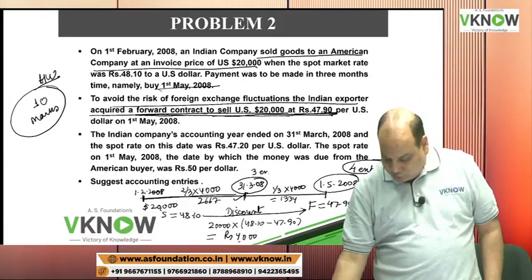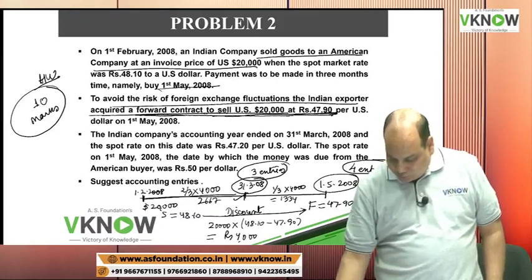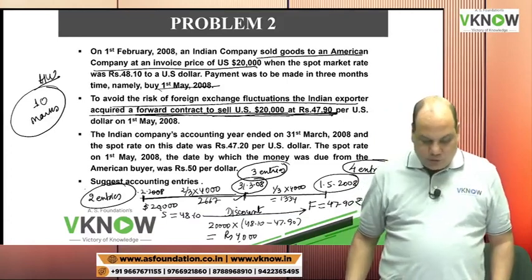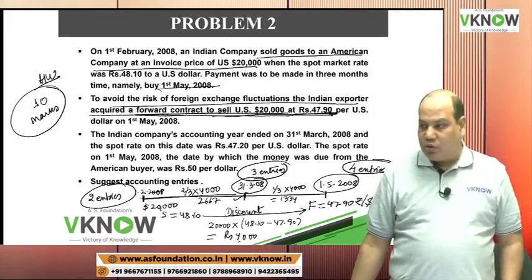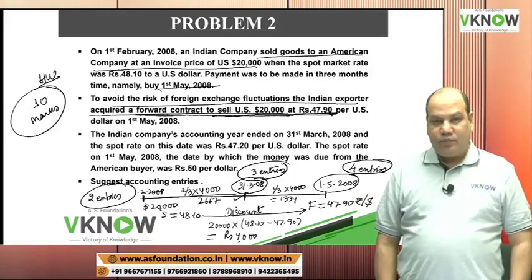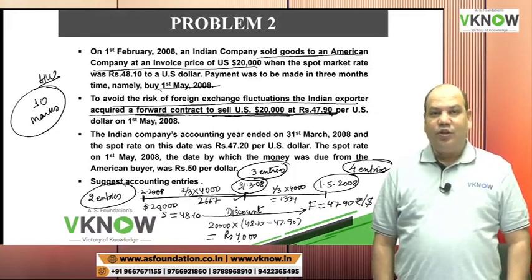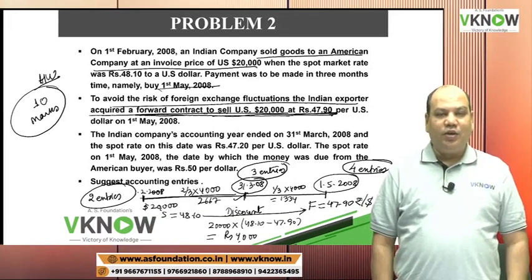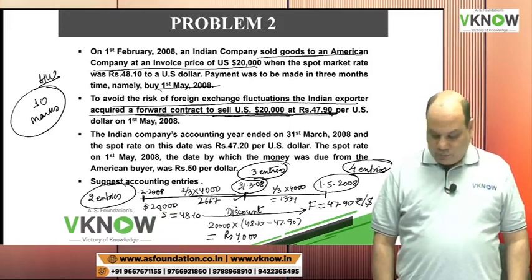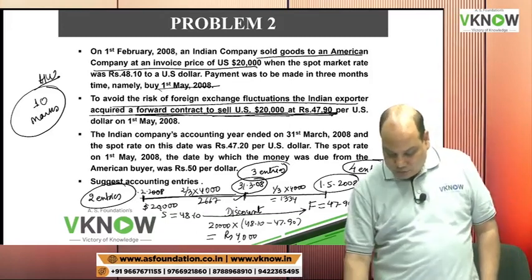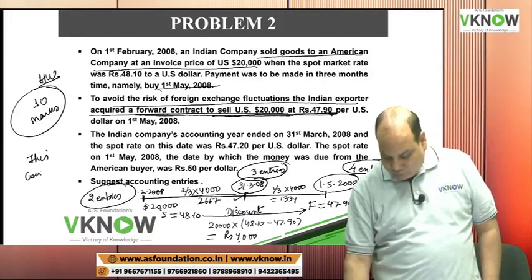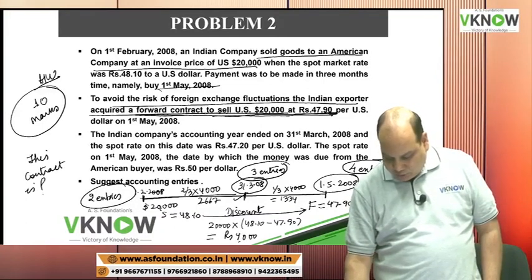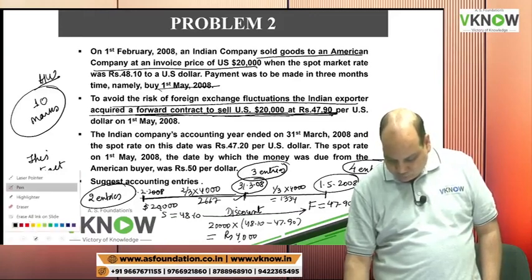And 3 entries you have to pass on 31st March and 2 entries you have to pass on 1st of February. If you look at your book, the entries are written, calculations are written, narrations are written exactly in the same way we have done. This contract is for hedging. Just write down in your book somewhere. This contract is for hedging purpose.